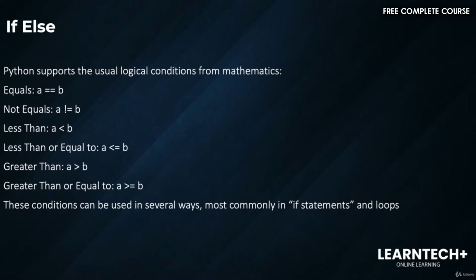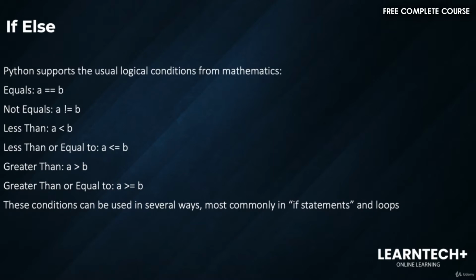We're also going to talk about indentation. Python relies on indentation, which is white space at the beginning of a line, to define scope in the code. Other programming languages often use curly braces for this purpose. Then we're going to talk about the elif keyword, which is Python's way of saying, if the previous conditions were not true, then try this. And then the else keyword catches anything which isn't caught by the preceding conditions.